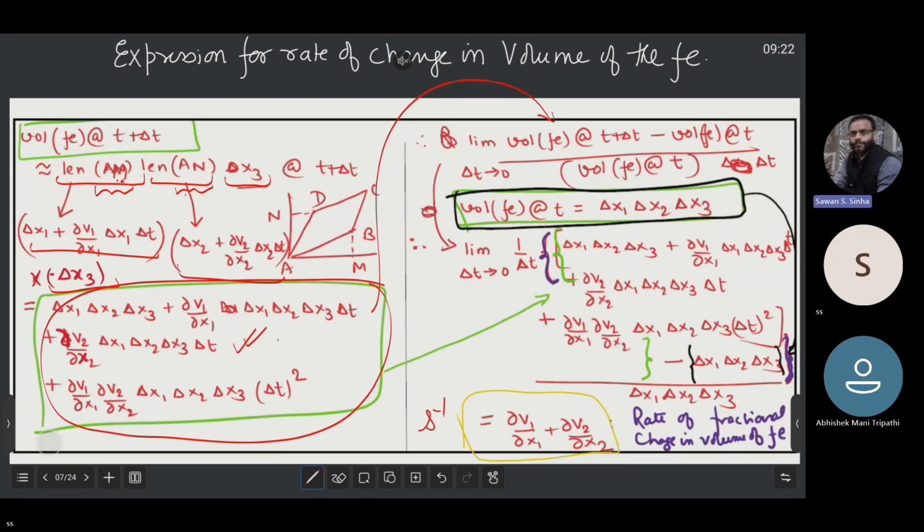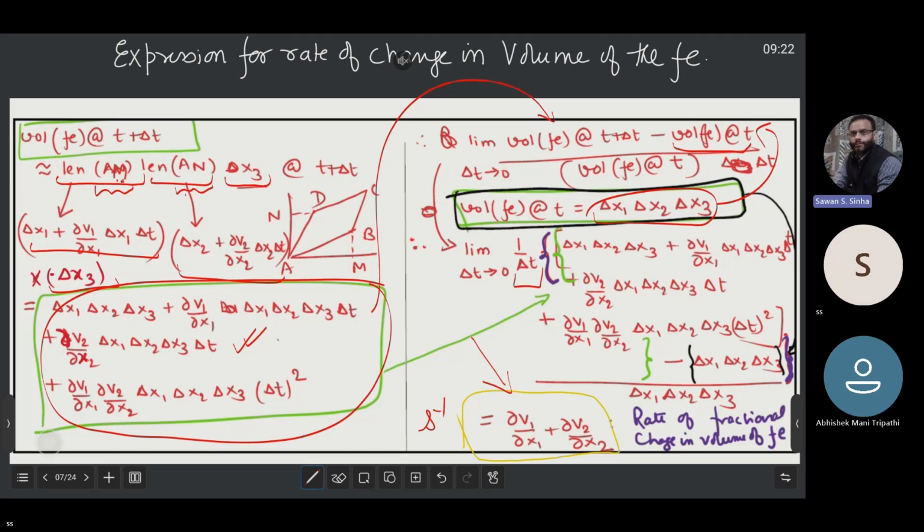What is the volume of the fluid element at t? Simply delta x1, delta x2, delta x3. That's what I chose, the dimensions of the fluid element. So you insert this here. A few terms will cancel out. And then you will impose the limit delta t going to 0. You will again arrive at a very, very simple expression which is written there.